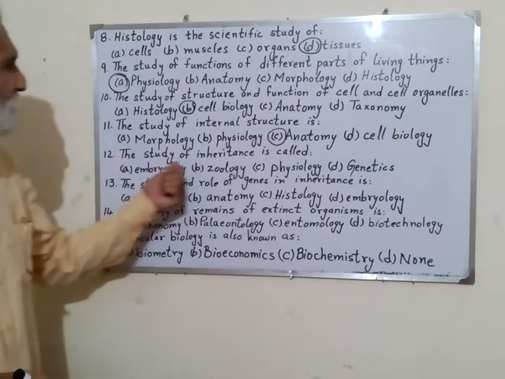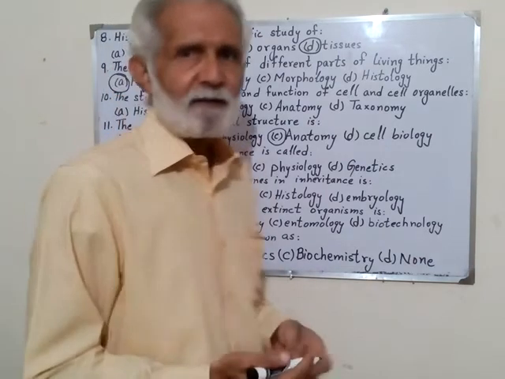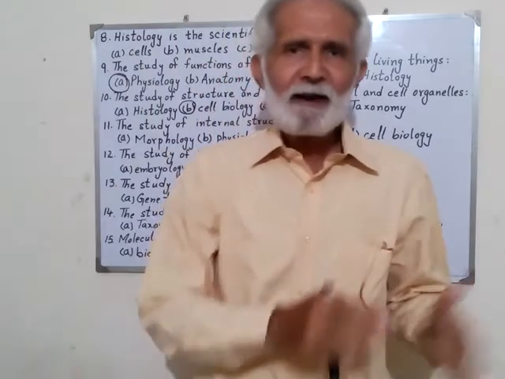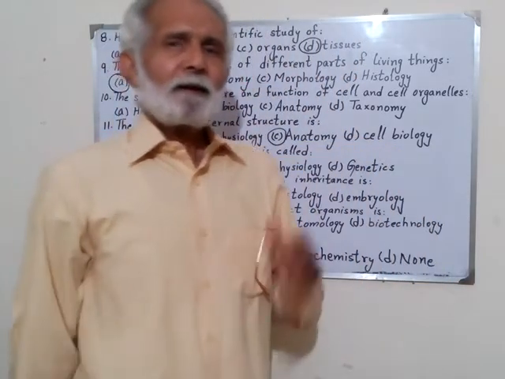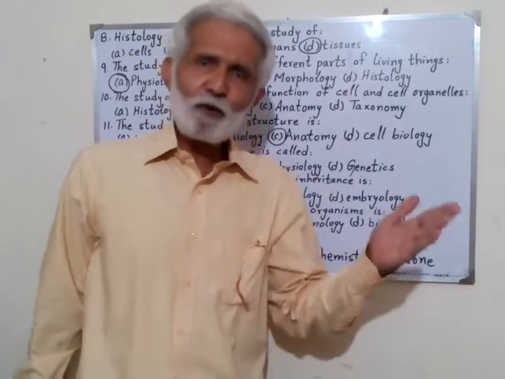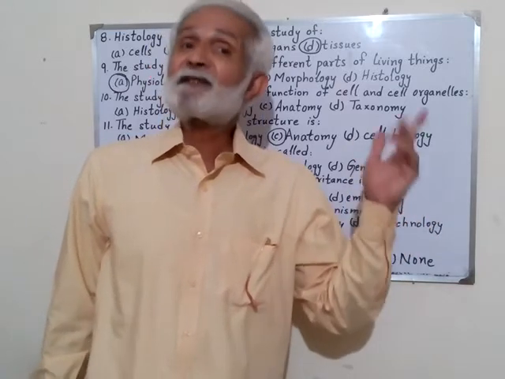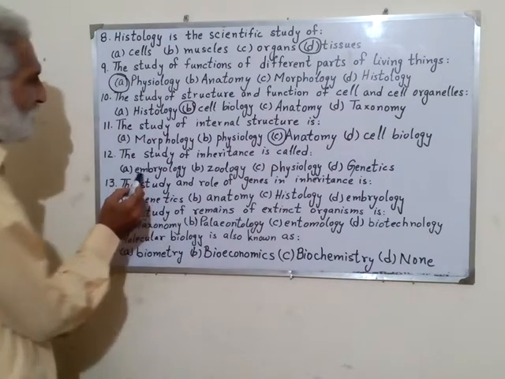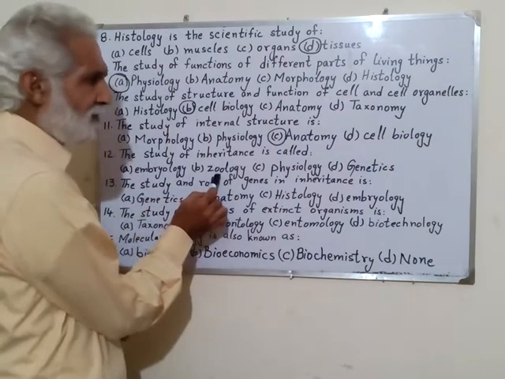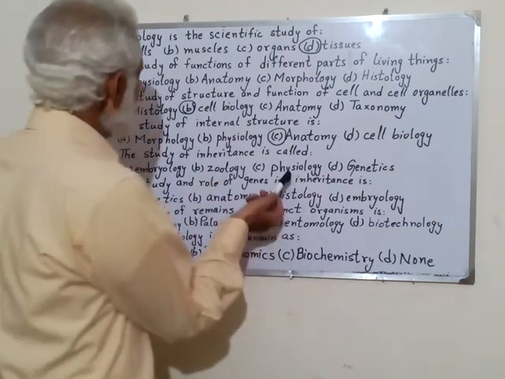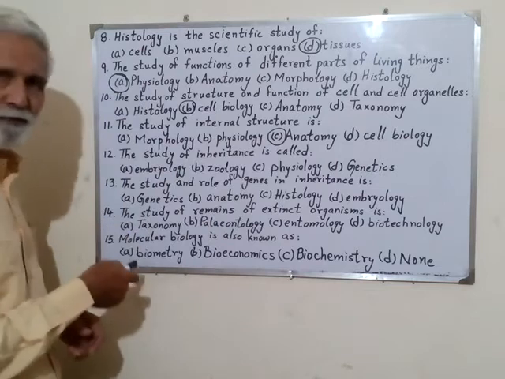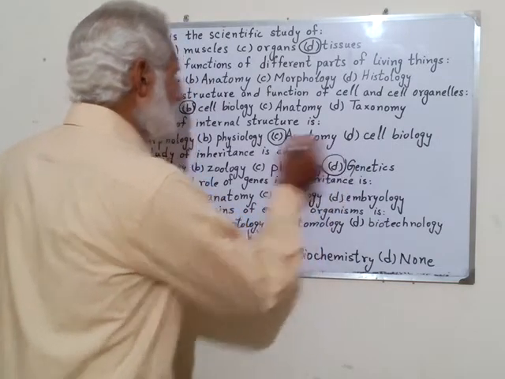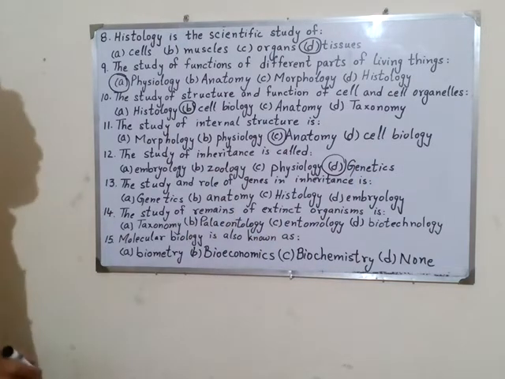Number 12, the study of inheritance of characters. When I told you inheritance of characters, that they are inherited from parents to offspring, we will say genetics. We remember the genes, DNA and RNA. So embryology is something else. Zoology, animals. Physiology, we have just done, different parts. And genetics. So genetics is the study of inheritance of characters in living organisms.